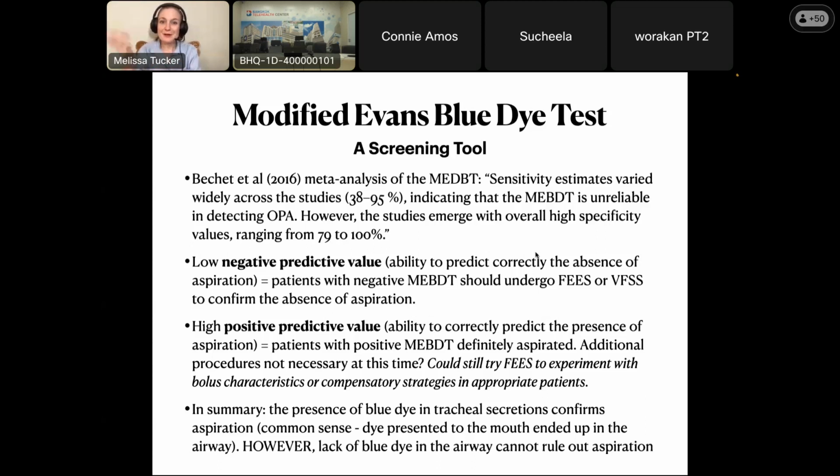Are there any questions about the modified Evans blue dye test before I move on to other assessment tools?